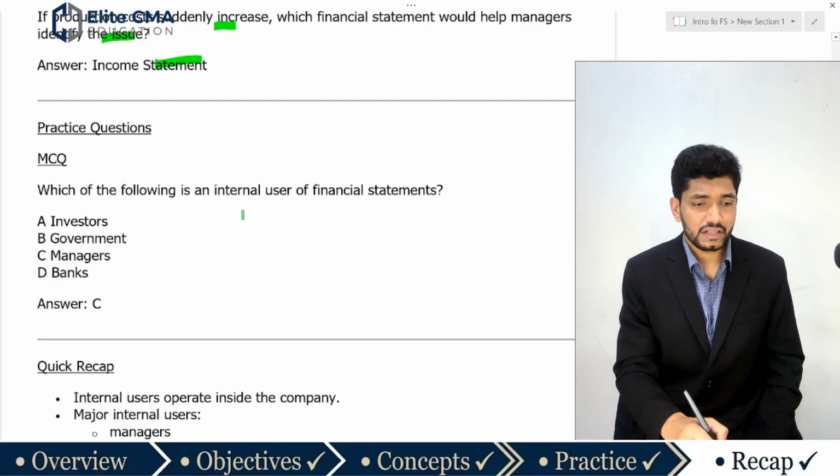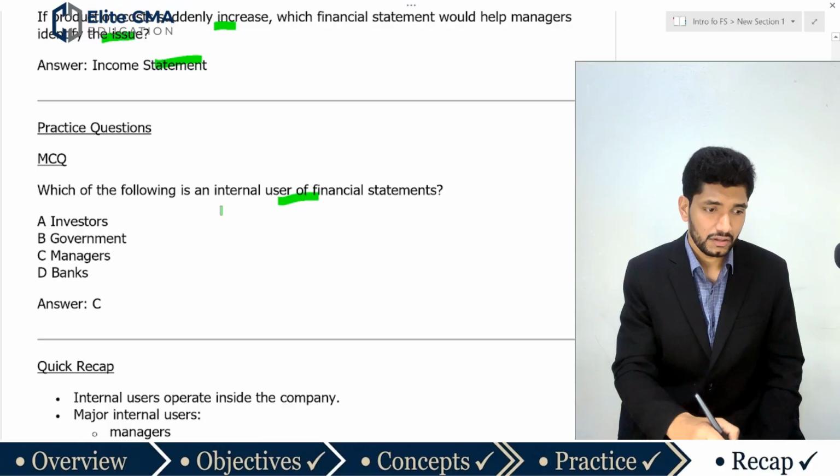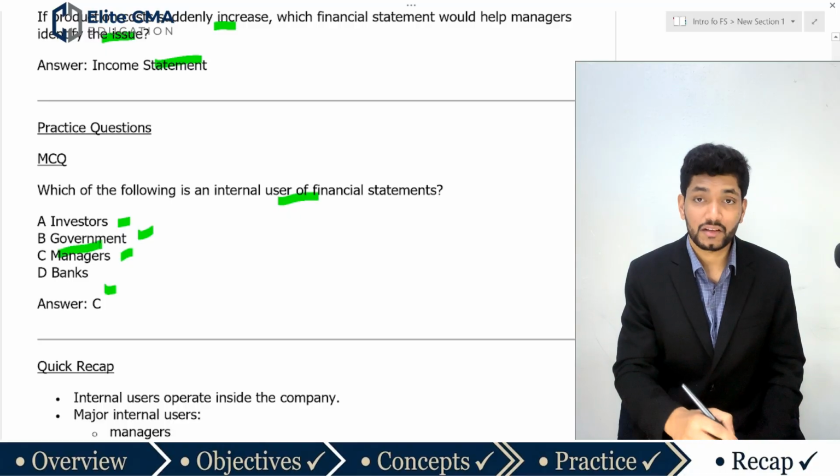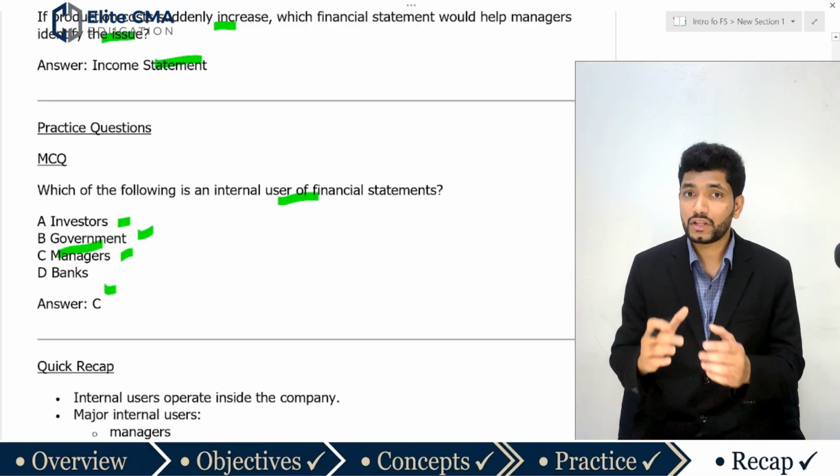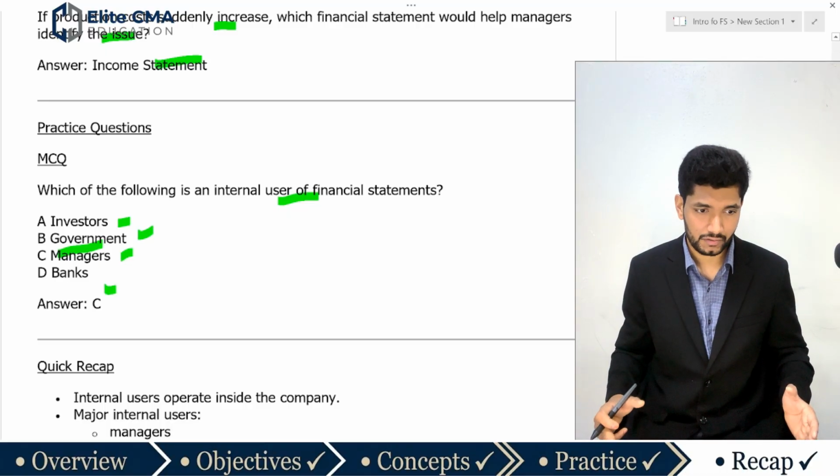So let's move on to a practice question, a multiple choice question. Which of the following is an internal user of financial statements? Investors, government, managers, and bank. So this is managers. Managers are the internal users who are using financial statements. They are working within the organization.